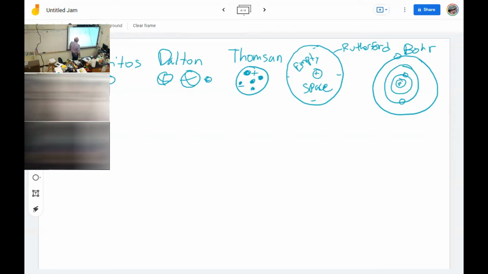So how did he come up with this model? How did he go from this to this? Turns out he used light, the fact that different elements give off different colors of light.